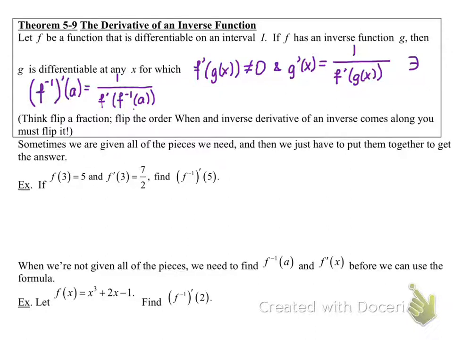We're going to look at f inverse prime of 5. So in order to find that, we're going to look at 1 over f prime of f inverse of 5.